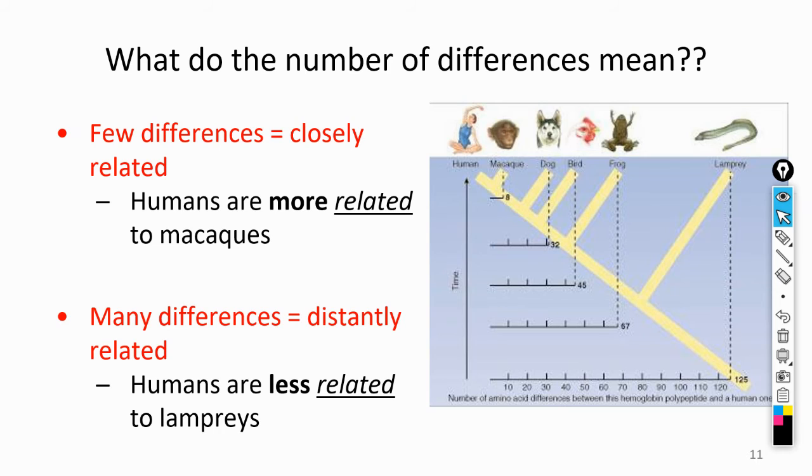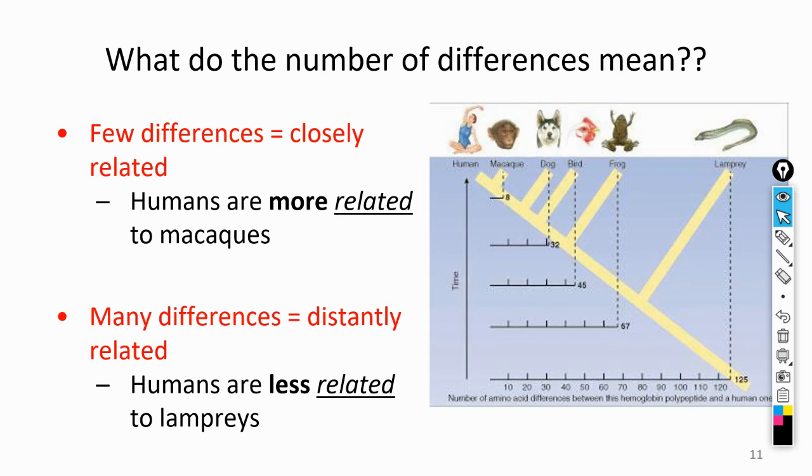So, what do the number of differences mean? The number of differences tell how closely or distantly related two organisms are. If there are only a few differences, that means that those two organisms are very closely related. And if there are many differences, that means they're distantly related, because all organisms are related, regardless of whether it's close or distant. We all have common ancestry.